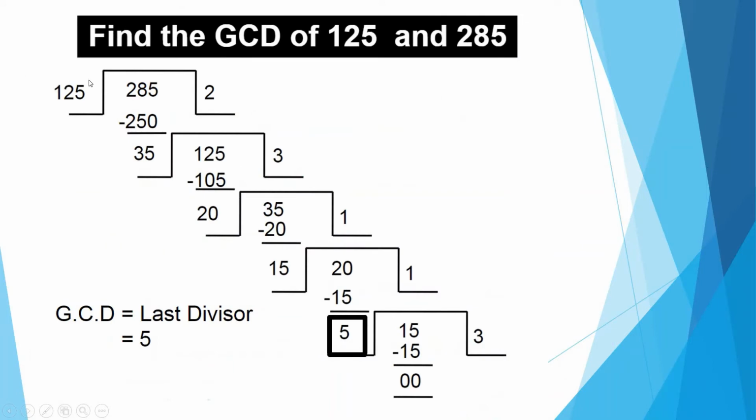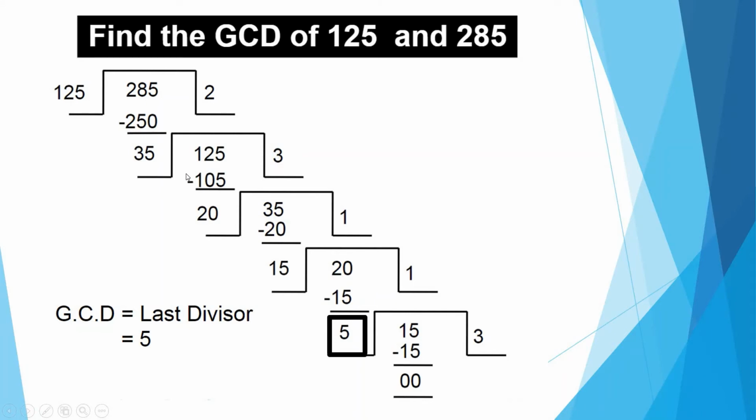What is the divisor here? 125. So we need to divide it by the remainder, which is 35. We write this 125 here, so that 35 becomes the divisor and 125 becomes the dividend again. When we divide 125 by 35, 35 goes 3 times in 125.